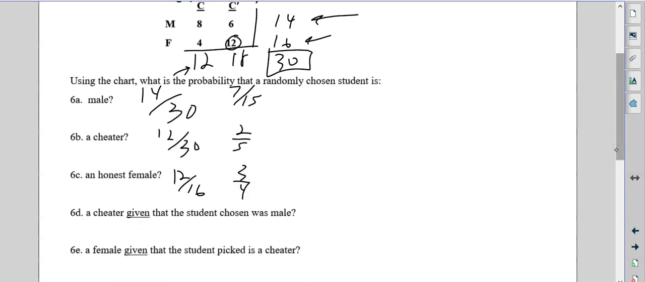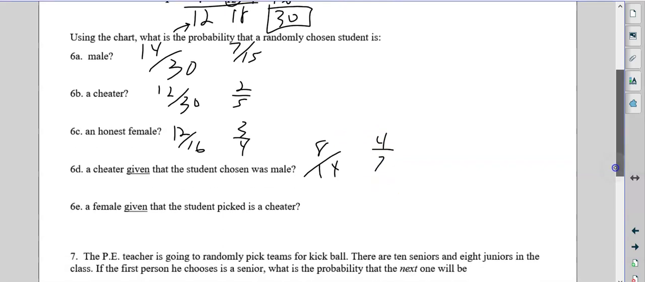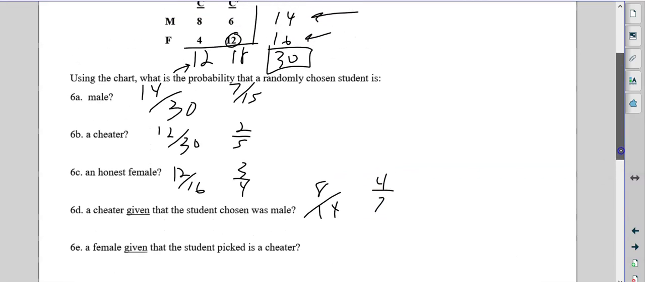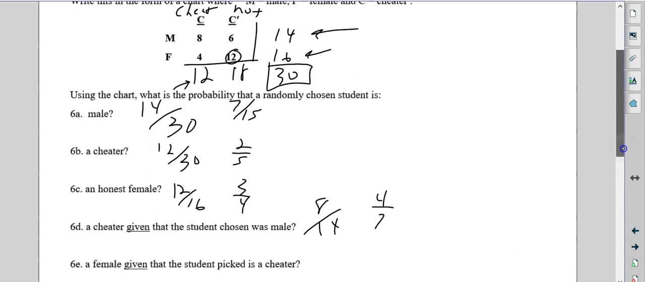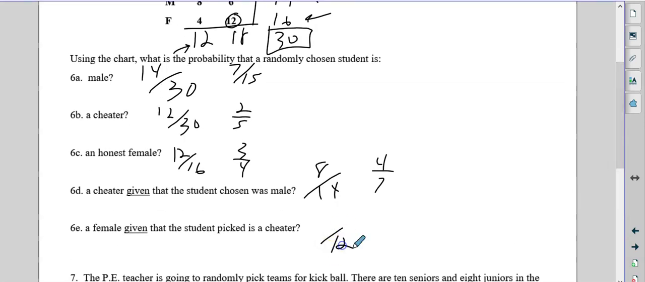A cheater, given that they were a male. So given that they were a male means 14 on the bottom. And a cheater is 8. Again, both even. So we can reduce by 2 and get 4 out of 7. And a female, given they were a cheater. So how many cheaters were there? There were 12. So that's our denominator. And there were 4 females that cheated. So that's 1 out of 3.